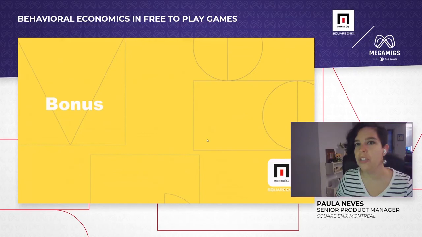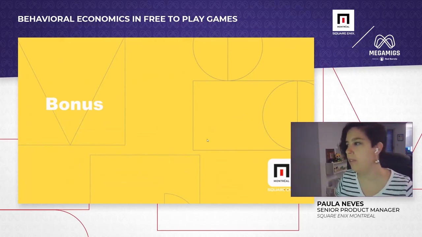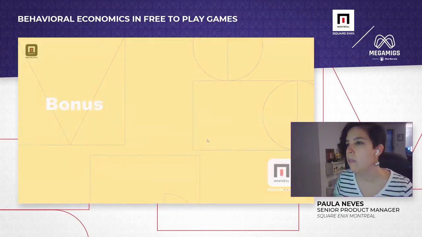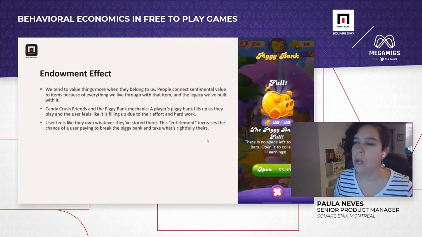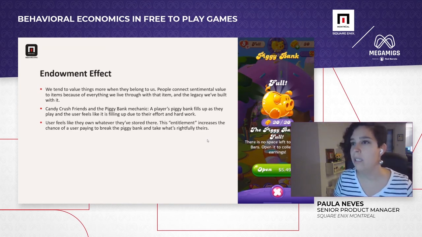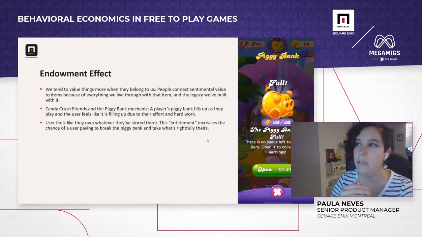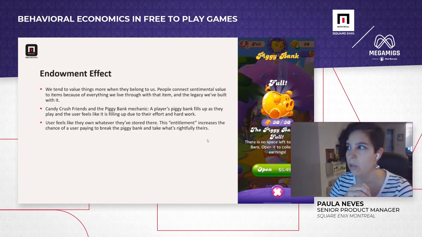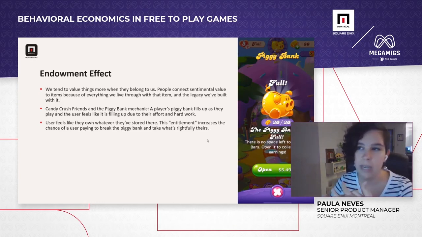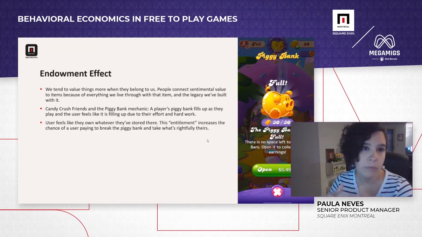And just to finish, as a bonus round, I wanted to talk to you guys about some other effects as well. So the endowment effect is one that I really like, and it's used a lot in games as well. It says that we tend to value things more when they belong to us. So people connect sentimental values to items because of everything we lived through with that item and the legacy we've built with it and the effort we put into it, right?